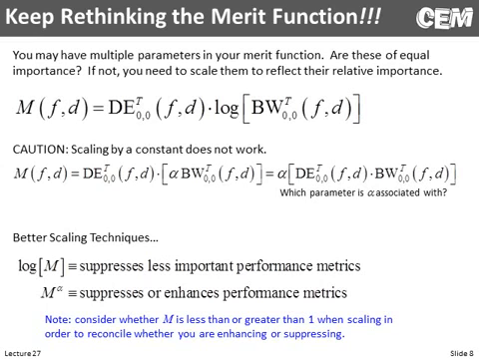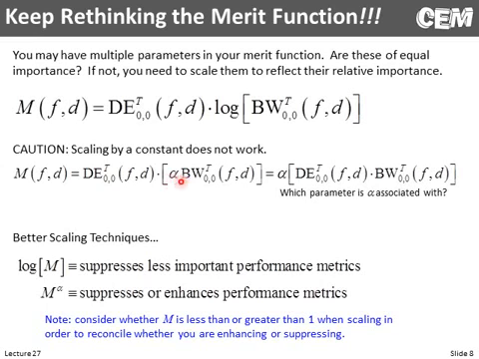Keep rethinking it. We not only want to consider all these things that are important, they may not be of equal importance. For example, diffraction efficiency might be more important than bandwidth. So how can we suppress the importance of bandwidth or enhance the importance of diffraction efficiency? How do we do all that? Well, one thing we can't do, we can't multiply by a scalar constant. Let's say bandwidth, in our case, is the most important. So we're going to multiply bandwidth by some alpha.